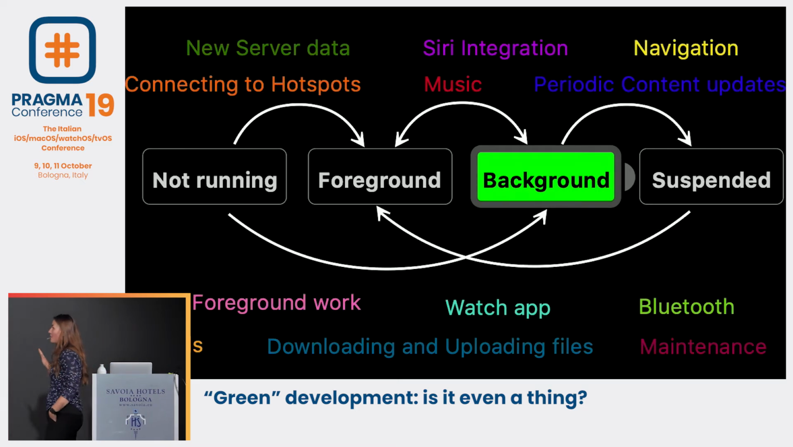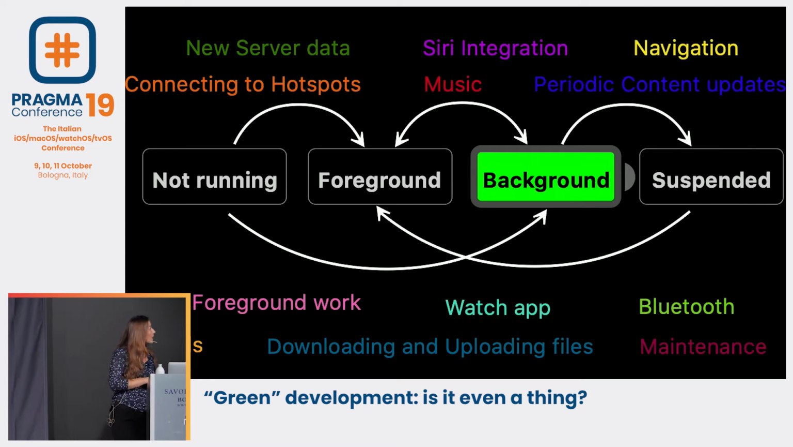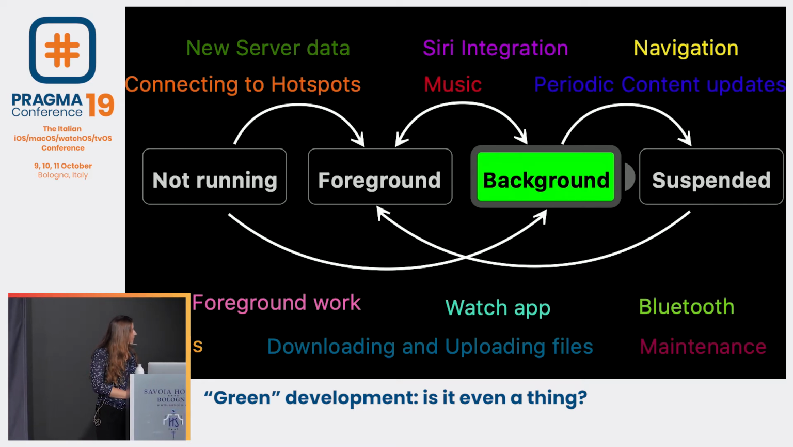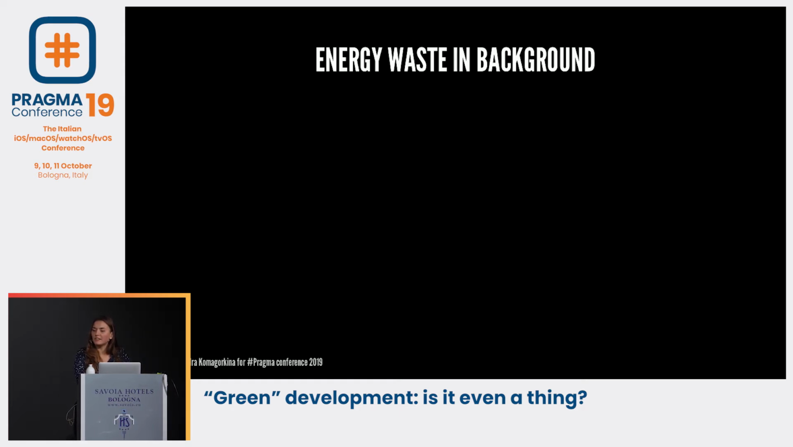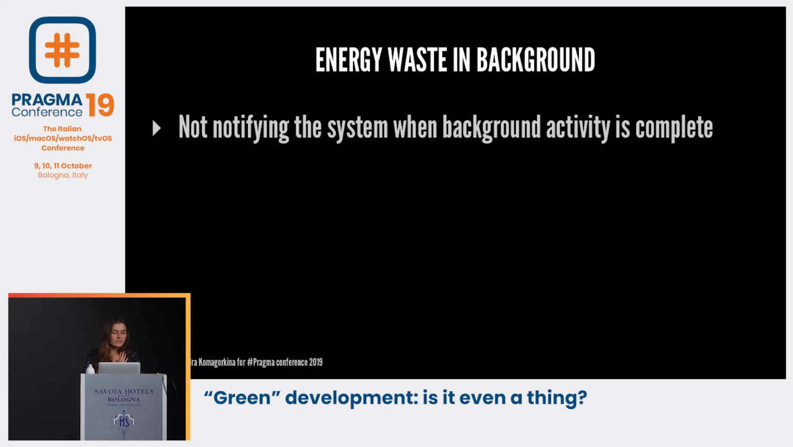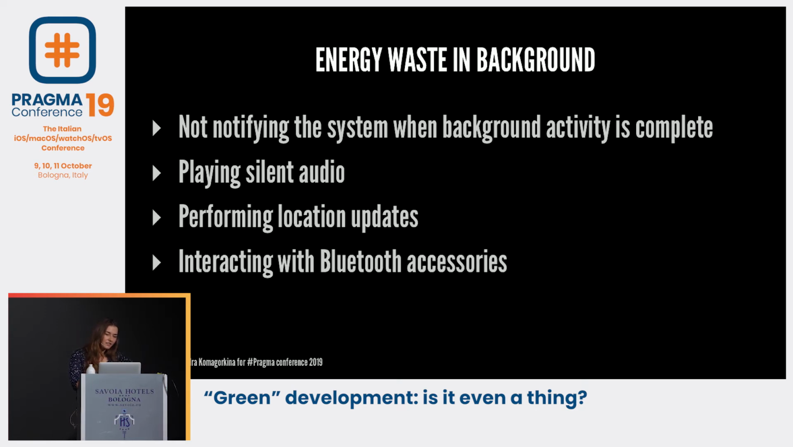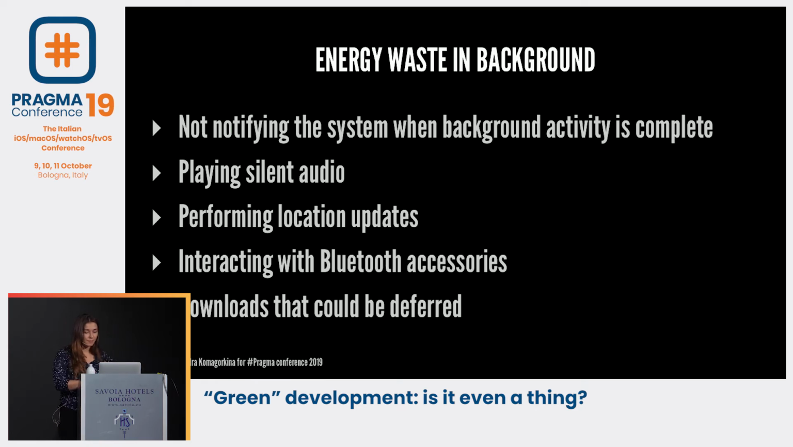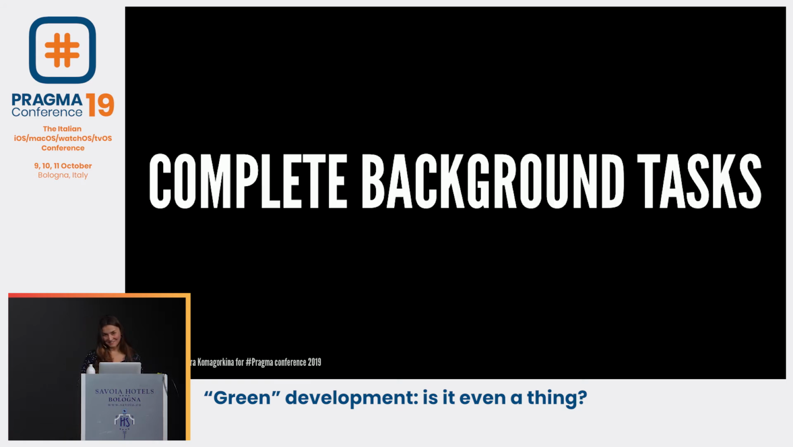And there are lots of things happening there. An amazing amount of things can be proceeding in the background while in the app. Just have a look at all of them, think about them. Typical reasons why energy is wasted in the background can be: not notifying the system when background activity is complete, playing silent audio, performing location updates, interacting with Bluetooth accessories, downloads that can be deferred, and so on, just examples. So what can we do? Complete background tasks. Pretty cool.